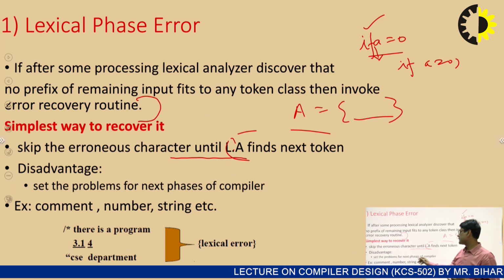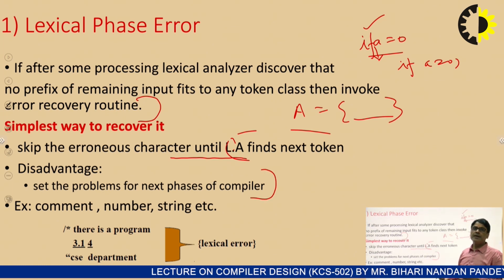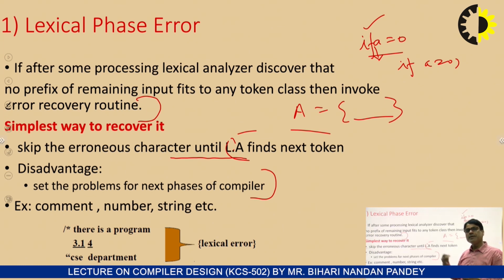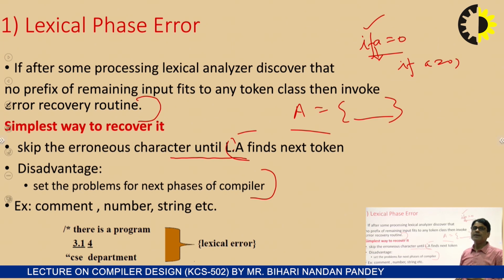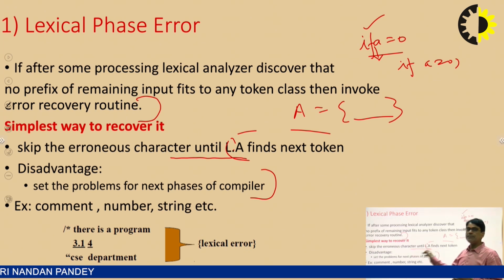What is the disadvantage of this? It sets up problems for the next phase of the compiler. If you are recovering only partially, some of the problems may go into the next phase, when you execute semantic analysis or syntax analysis. So some problem may arise if you do not handle the errors in the previous phase, for example in comments, numbers, strings, etc.